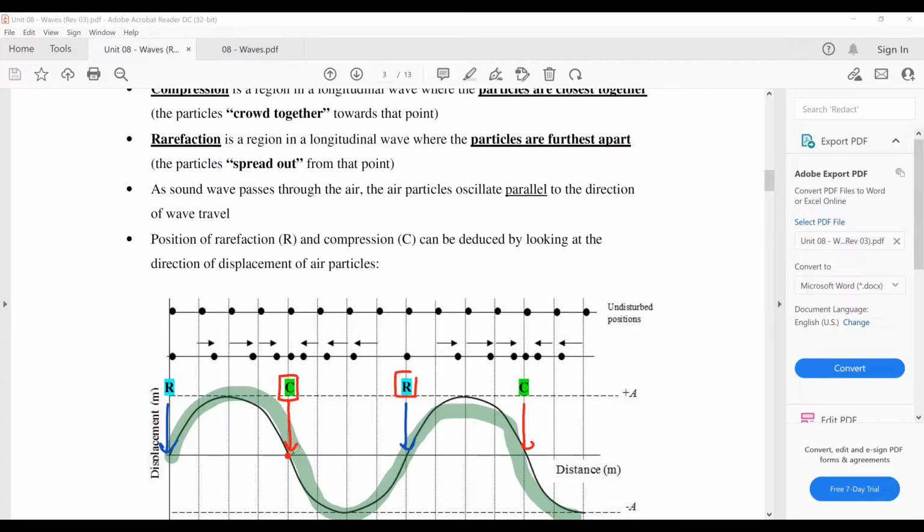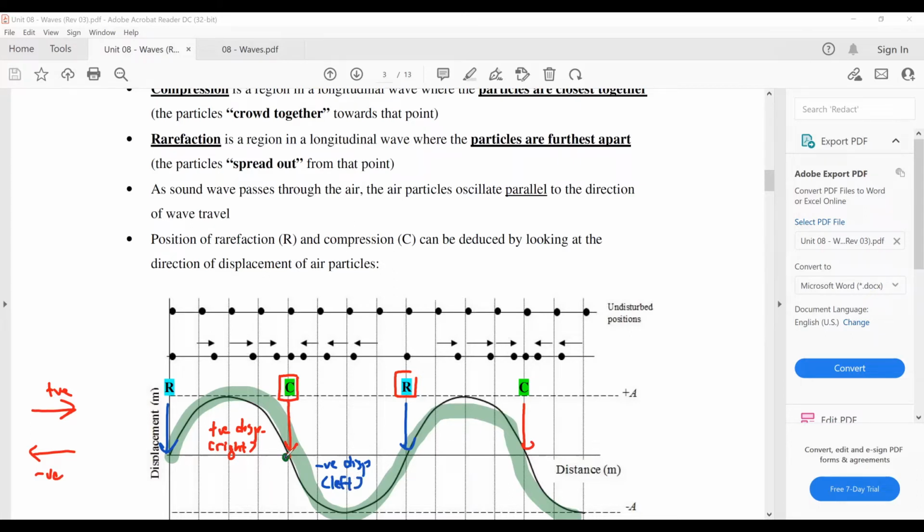Now, if you want to see whether this point is going to be a compression, what you do is you look at the displacement on either side of that point. If I look at this point right now, I notice that over here is positive displacement. Just now I wrote here, this one is positive, this one is negative, right? So positive displacement, all your particles are going towards the right. Then you look at the other side. This one is negative displacement. All your particles are going towards the left.